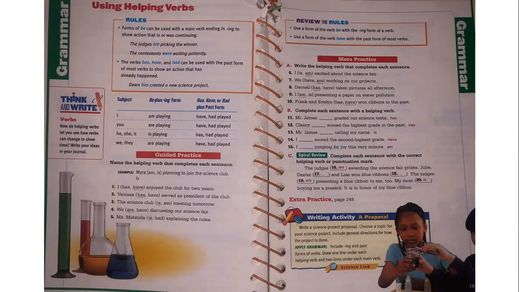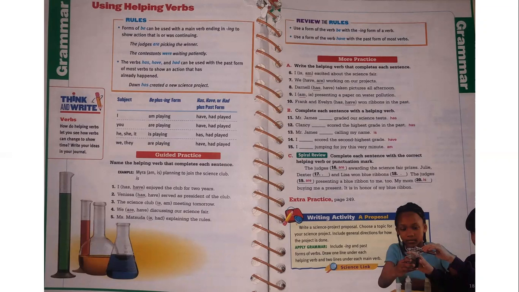Here, look at the chart. We have the subject I. If we use the form of be and ing, I am playing, or I have played, or I had played, if we are using past form. Next, you are playing, or you have played, or had played. He, she, or it is playing, if we're using ing form. Is, we use the verb be.